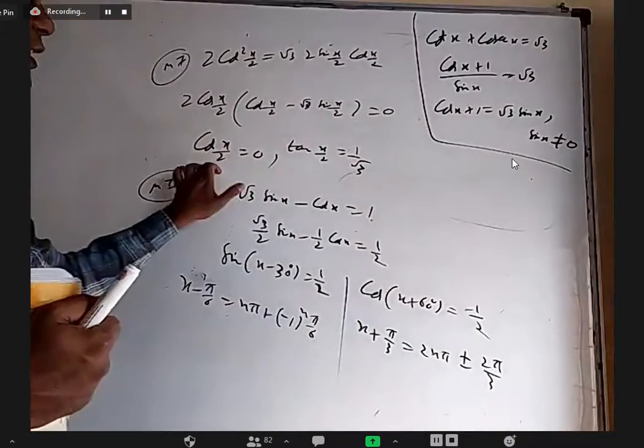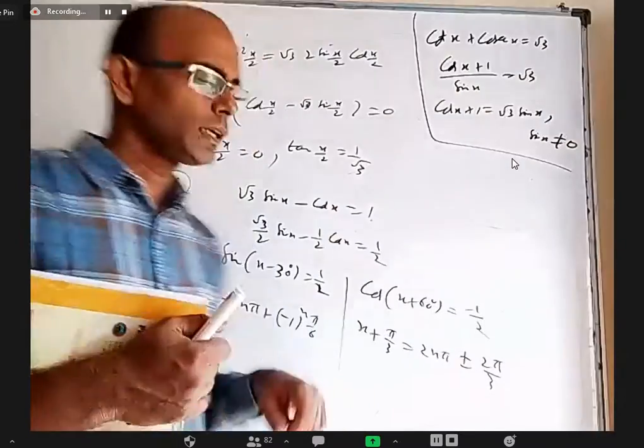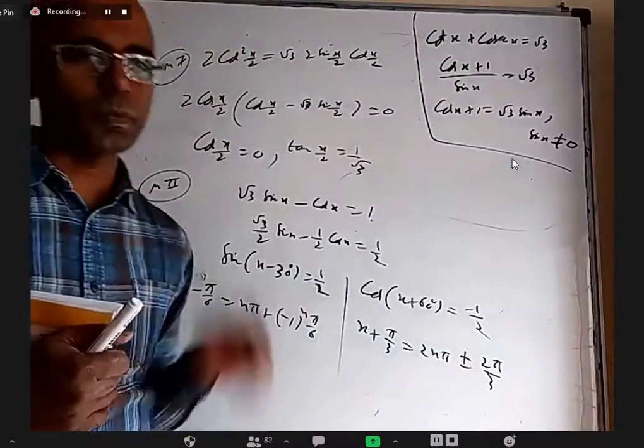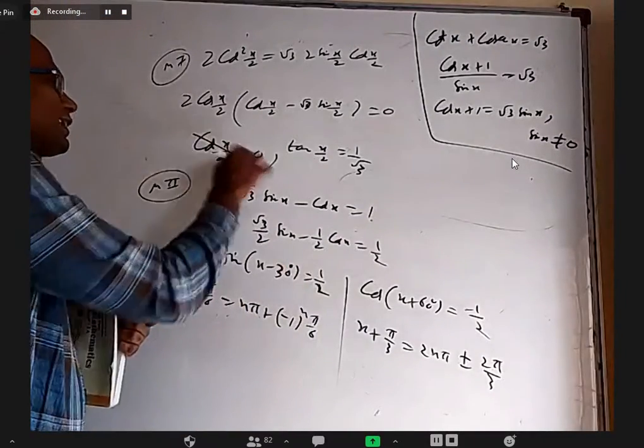But I think this cos x by 2 equal to 0, I should not take. The solution I should reject it. Why? Sin x should not be 0. Whenever cos x by 2 is 0, sin x is 0, because sin x is 2 sin x by 2 cos x by 2. You have to reject this.